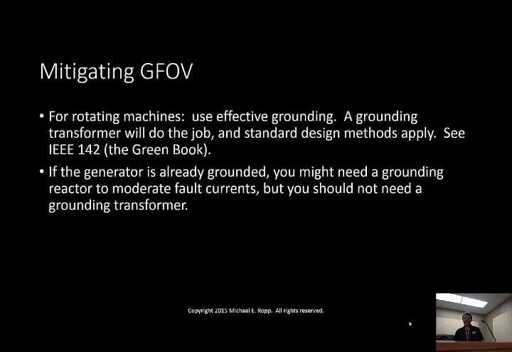How do we mitigate a ground fault overvoltage? Well, we've seen already that with a synchronous generator, if you are ungrounded, ground fault overvoltage is real. That is going to be a problem. How do you fix it? Well, use effective grounding. You put in a grounding transformer. IEEE 142 is a standard that tells you how to do this. It's the green book. It's a well-known problem that has a known solution. So that is a simple one to take care of.